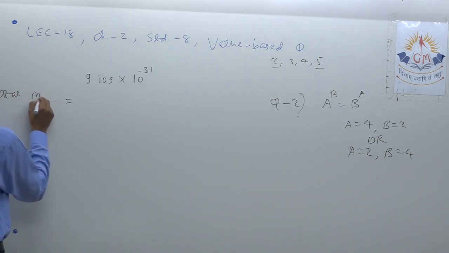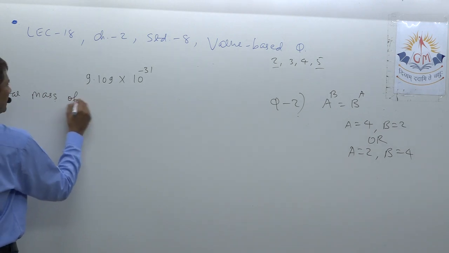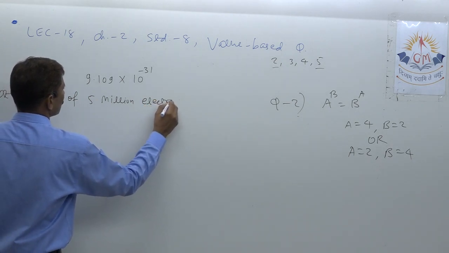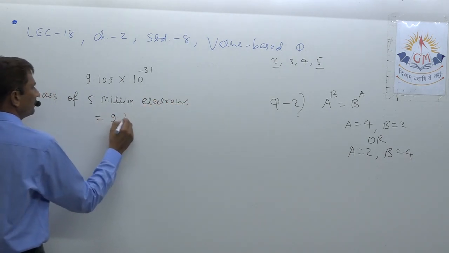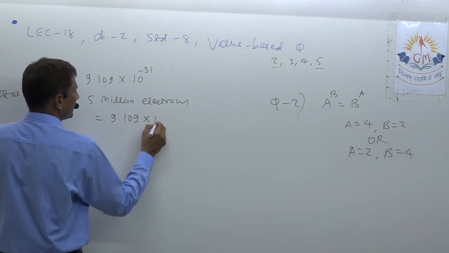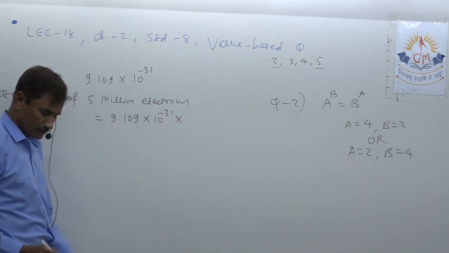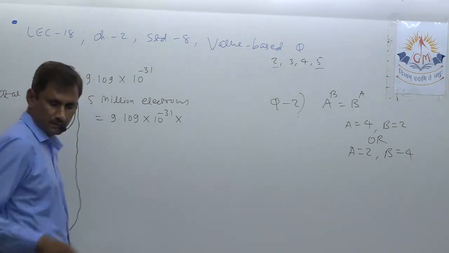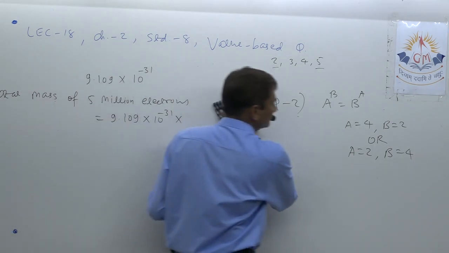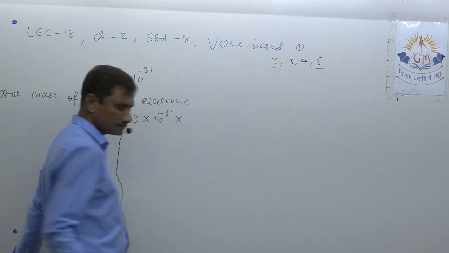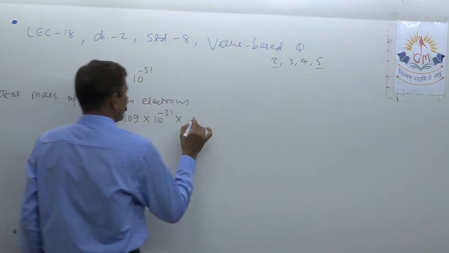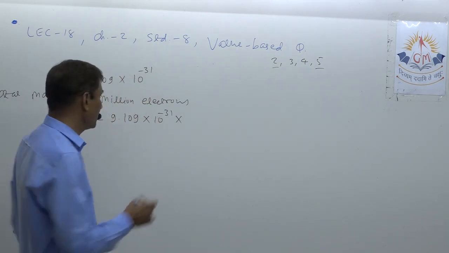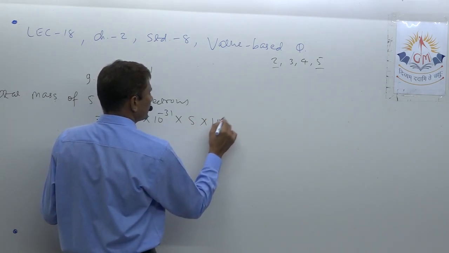So the total mass of 5 million electrons is equal to 9.109 into 10 raised to minus 31 into 5 million. Now look here, million means how much? It is 10 raised to 6. 1 million means 10 raised to 6, but they want 5 million, so 5 million means 5 into 10 raised to 6.